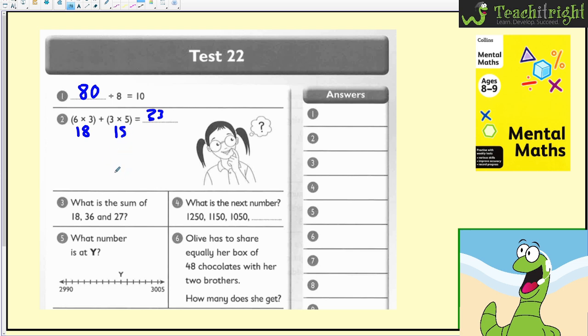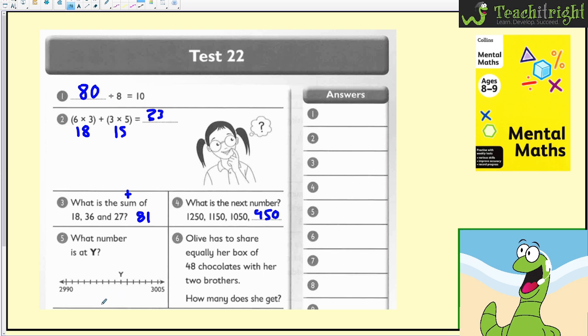What is the sum of 18, 36, and 27? Important that you know here that sum means add. And as soon as you know that, I think this becomes quite an easy question, because you can obviously just add these all together, and the answer is 81. What's the next number? Well, we're going down in the hundreds, so I think it's going to be 950.